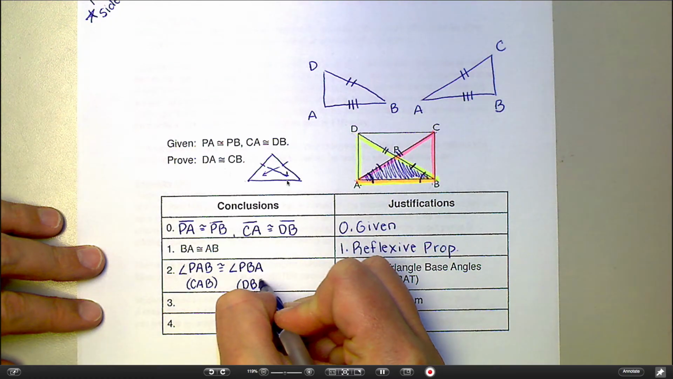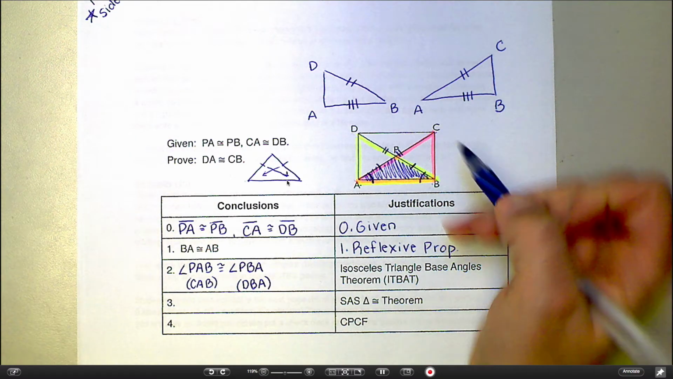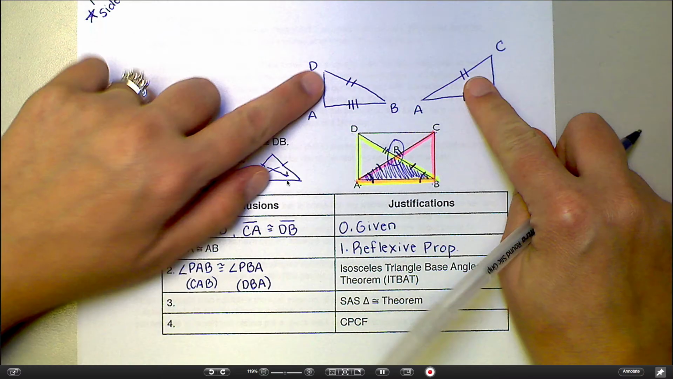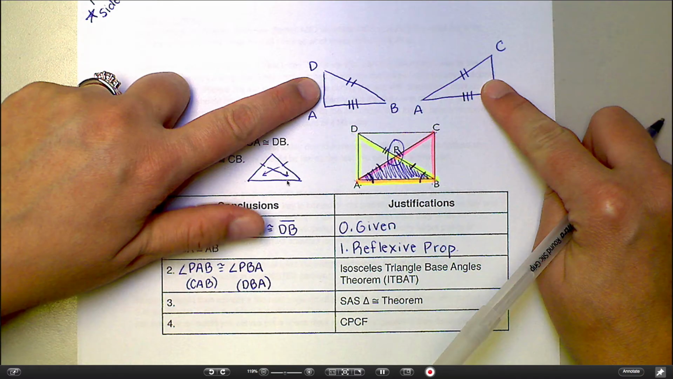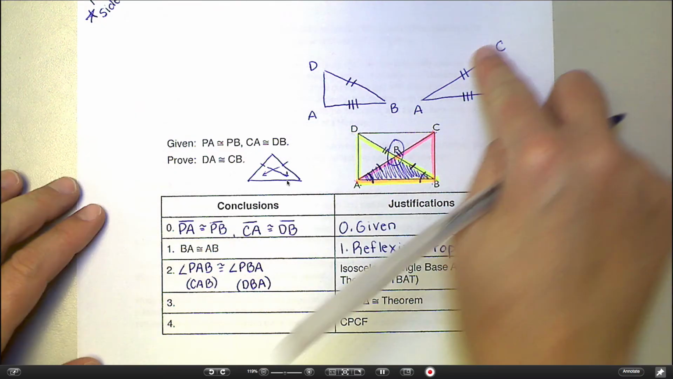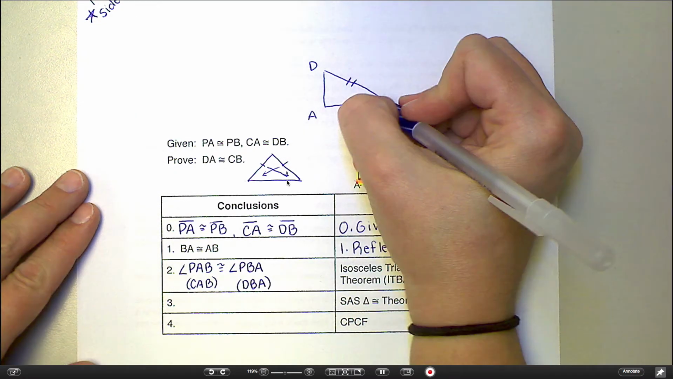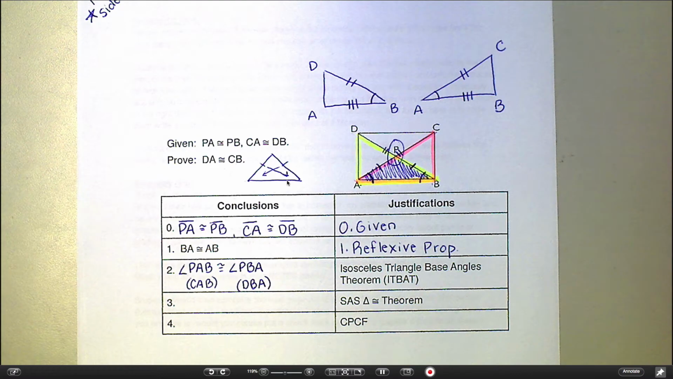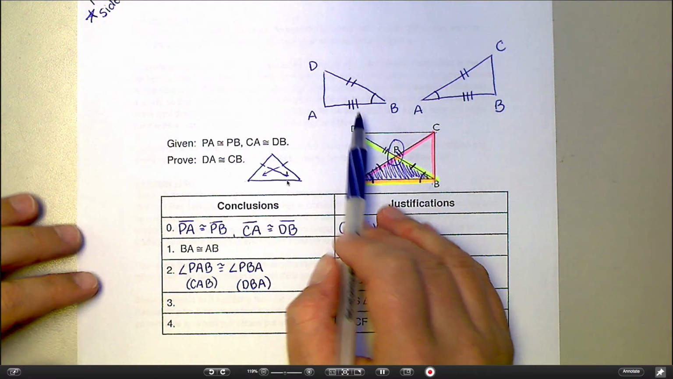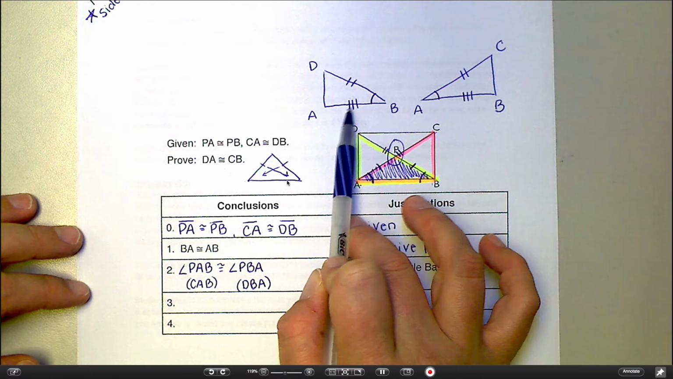And the reason that I said it'd probably be better to do that is because this letter P doesn't show up in my pictures up here at all. Okay, but CAB does. So now I know this angle is congruent to DBA, which is this one. So sorry about that. I should have gone with P from the beginning. Okay. So now, looking at my pictures, do you see side angle side in there?